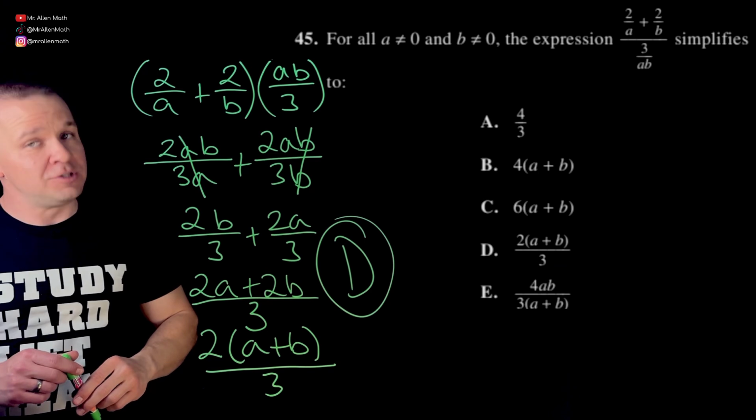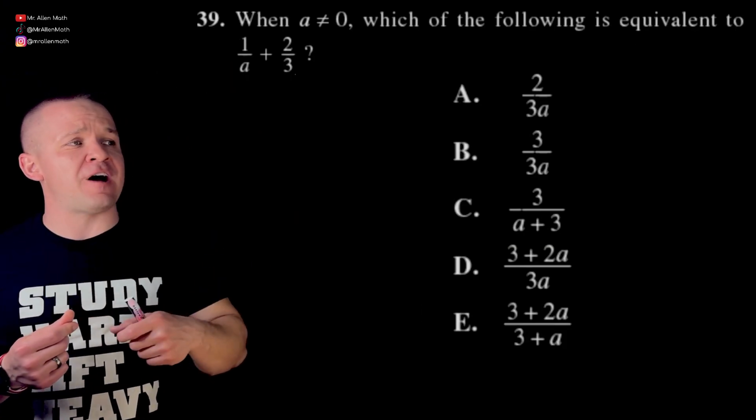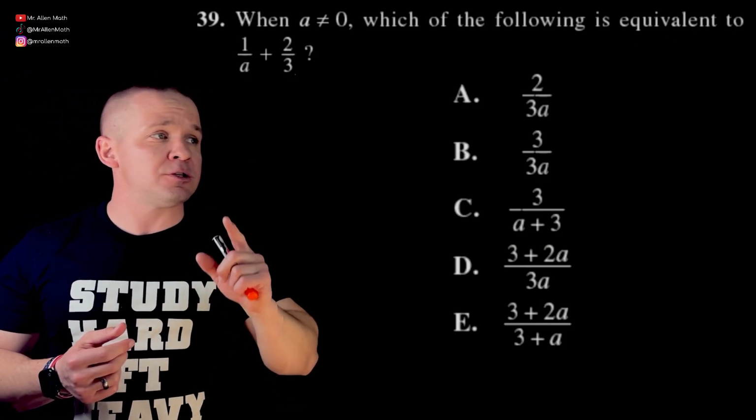That is dope. When a does not equal 0, which of the following is equivalent to 1 over a plus 2 over 3?